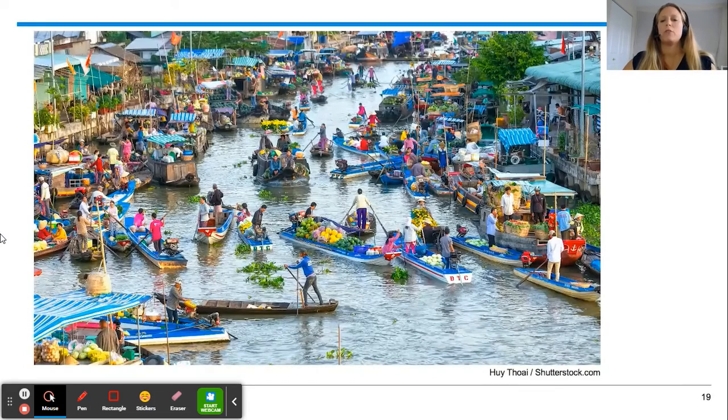Just a couple more. So this one is in Vietnam, and the key here is to see how much they're using this water. They're using this whole canal for a seemingly agricultural market. There's a lot of people. This is actually a traditional boat market. So they're actually selling their goods from these boats all over this canal. And this is very common in that country.